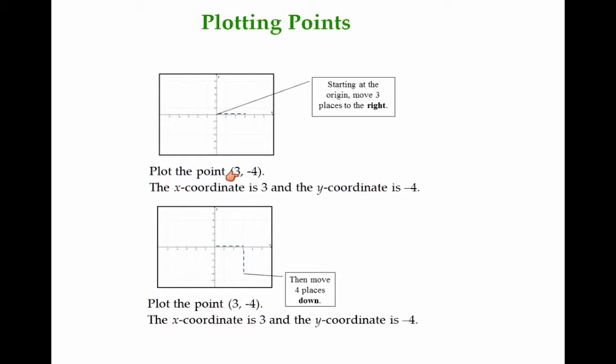So if I were going to plot the point (3, -4) on the Cartesian coordinate system, I would locate the first number, corresponding to the x-axis. I'm going to move from 0, 3 units to the right, and then I'm going to move down 4 units, as you can see here. So this would be my point, the point (3, -4).